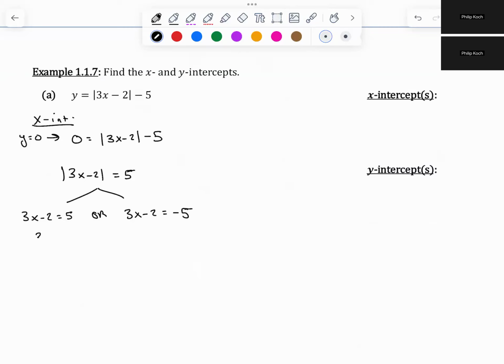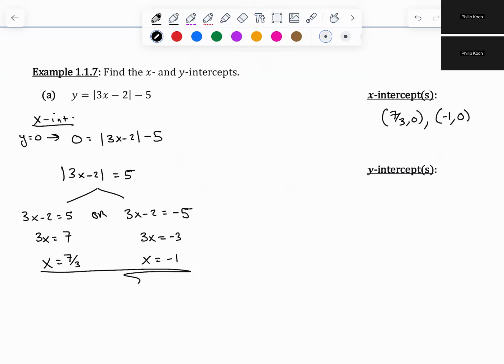Adding 2, you get 3x equals 7, so x equals 7/3. Adding 2 in the other situation, you get 3x is equal to -3, so x is equal to -1. Those are our x-intercepts, (7/3, 0) and (-1, 0). And our y-intercept, we haven't done yet. Set x equal to 0, you get y equals the absolute value of 0 minus 2, minus 5. That'll be 2 minus 5, which will be -3. So (0, -3).